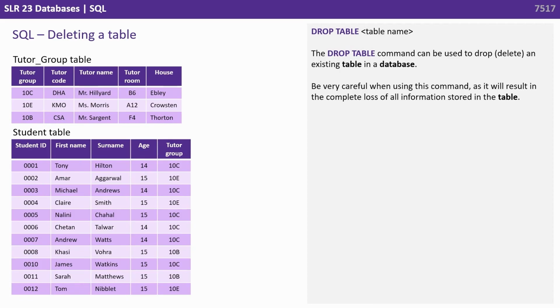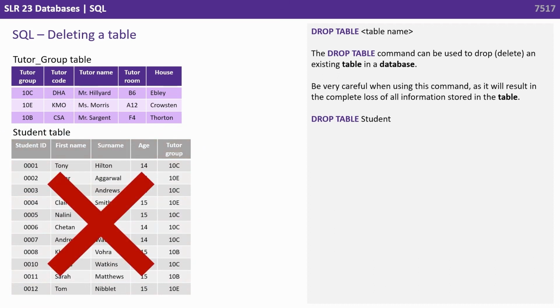We can also delete an entire table in a database, assuming we have permission, with the drop command. This one's really simple. It's drop table, and then you give it the table name. The drop table command can be used to drop or delete an existing table from a relational database. Now, you obviously must be very careful when using this command, as it will result in the complete loss of all information stored in that table. Here you can see we've done drop table student.